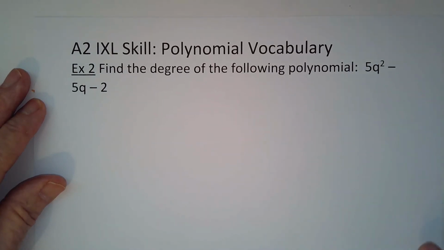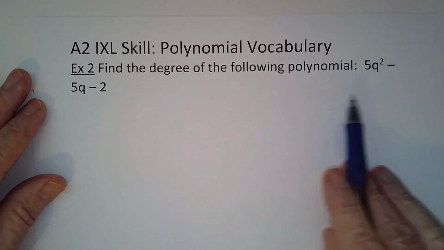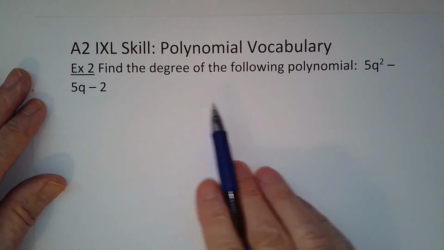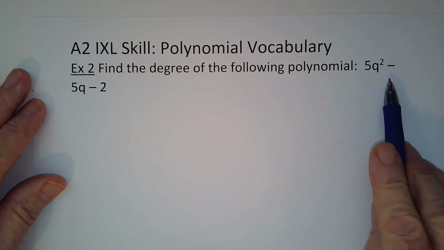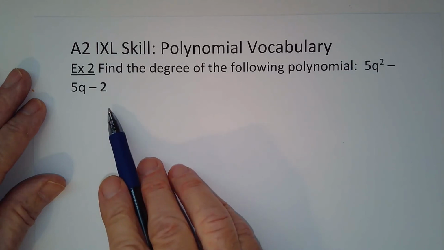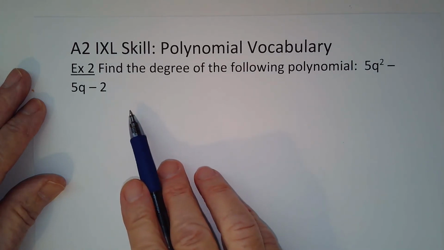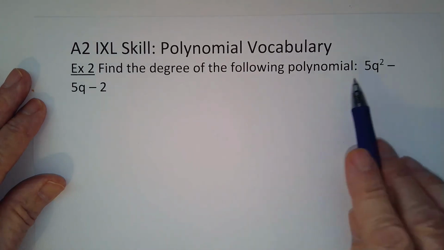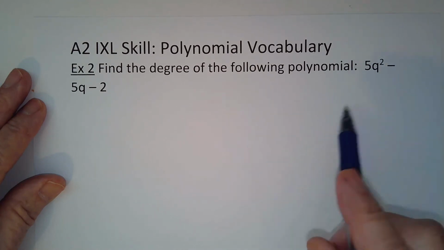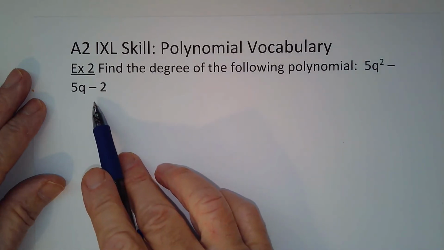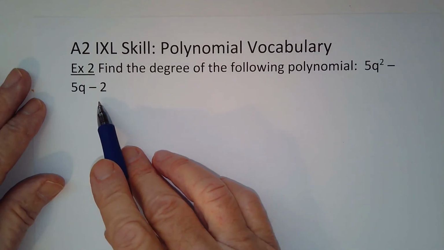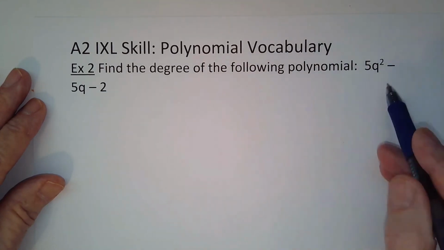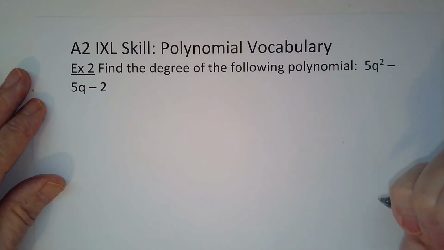If we're trying to find the degree of the entire polynomial, 5q squared minus 5q minus 2, we look for the highest degree term, and that's 5q squared. So this polynomial has a degree of 2.